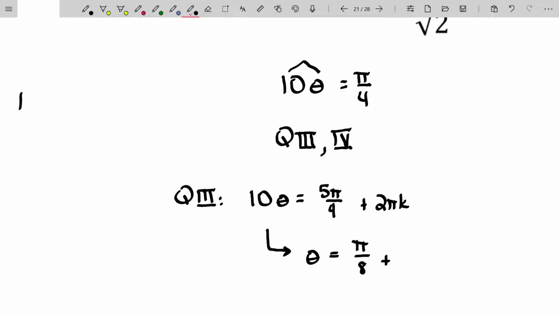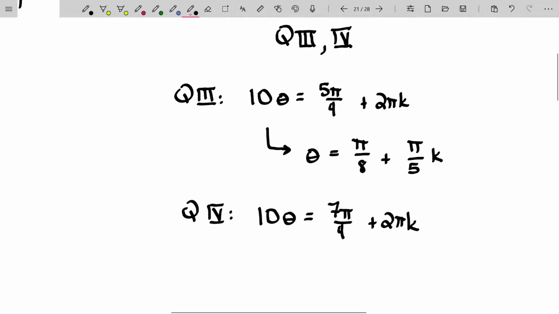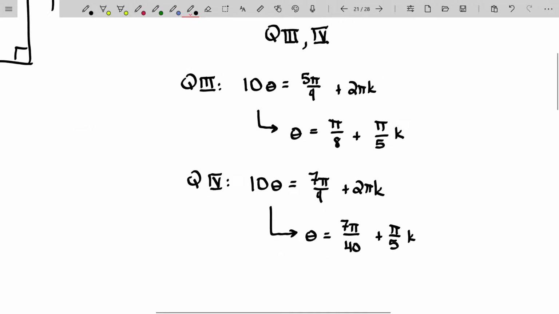Plus pi over 5. Okay, let me double check that. Yep, that's right. And then in quadrant 4, our angle, which is tan theta, we have a reference angle of pi over 4 in quadrant 4, so that's 7 pi over 4 plus 2 pi k. Again, dividing both sides by 10, you would get theta is equal to 7 pi over 40 plus pi over 5 k. This is pretty obvious, but I need to mention something here.